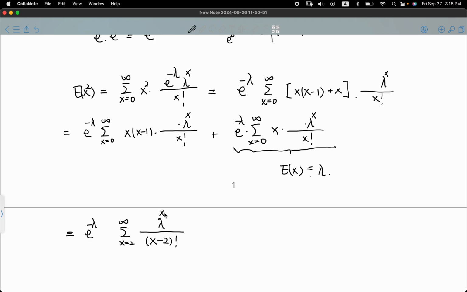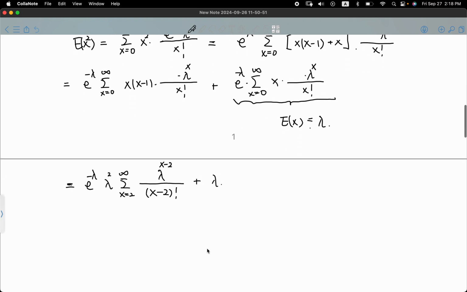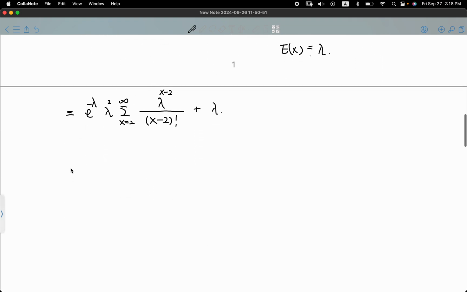But what we can do here to complete the number is that we can remove 2 copies of lambda and then bring the 2 copies of lambda in front. So this is also what we did earlier when we calculated the first moment. And then you have 1 copy of lambda from here. And next, let's also call j equal to k, or in our case, x minus 2.